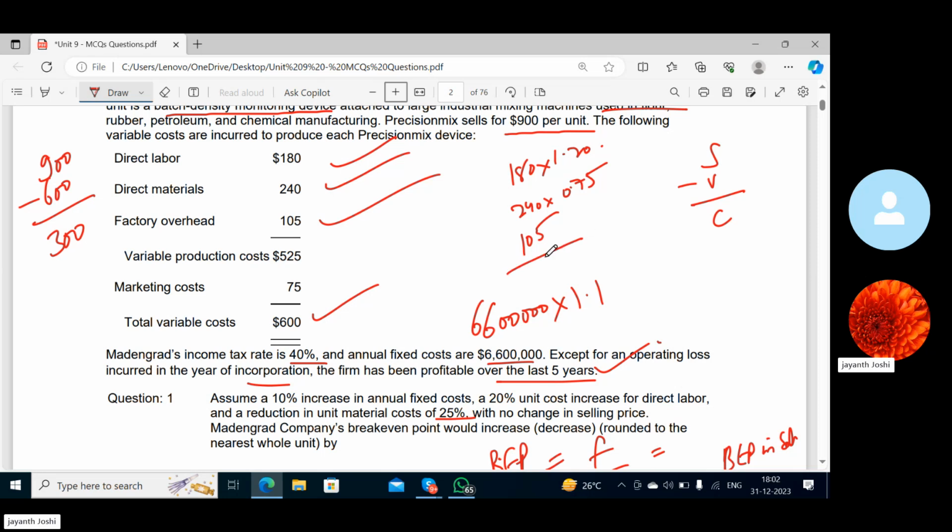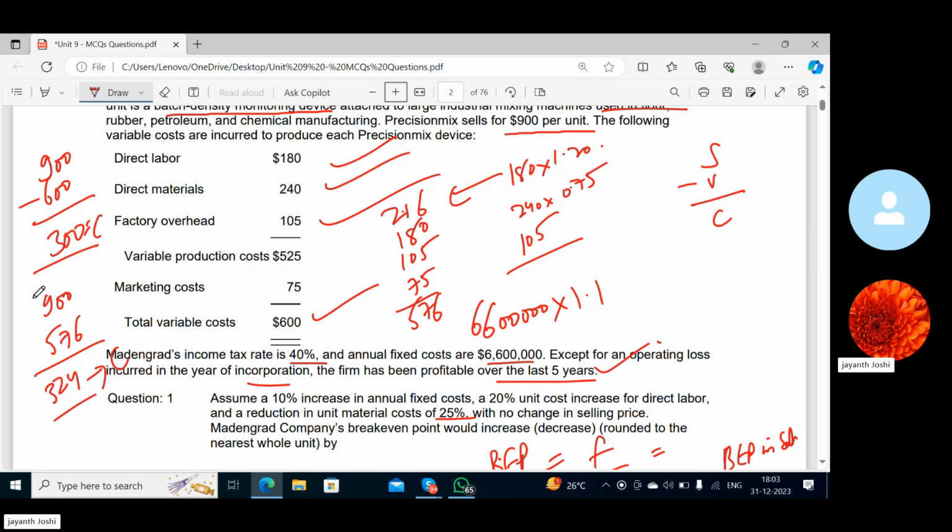Factory overheads is this. Can you tell me what you are getting? $216, first one. Then $180. 105. Total is 501. I'm adding all of this, okay, 576. So this was the previous variable cost, but now with changes, what's the contribution after changes? 324. 324 is the contribution, that is sales minus variable cost.